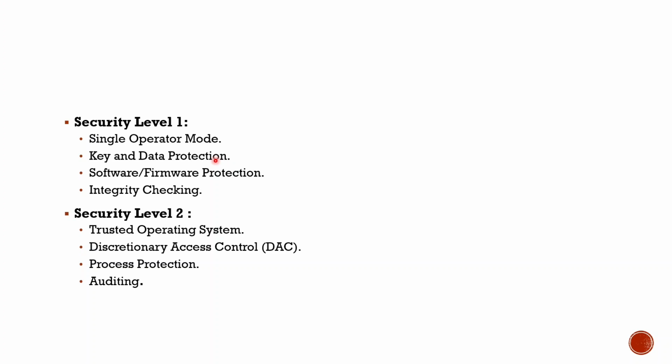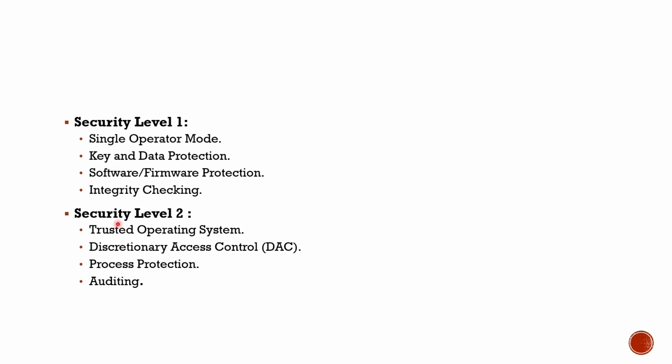The software and firmware protection. This basically defines that the cryptographic software and firmware must be protected against any unauthorized disclosure and modification of the data. Integrity check is a mechanism like MAC or digital signature that can be used to verify the integrity of the cryptographic software and the firmware components. This must also be included at level 1 itself.